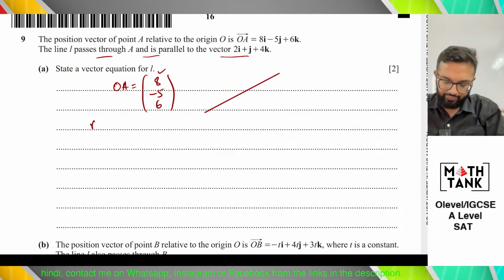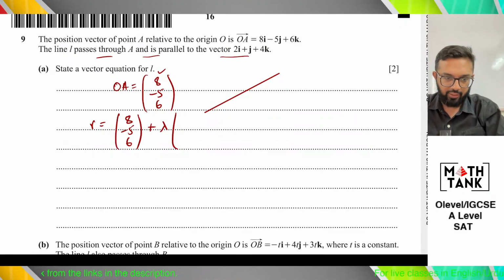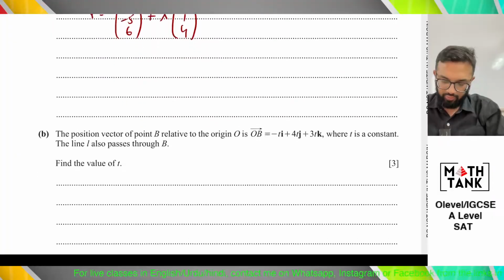Okay, parallel to this, so I'm just going to use A as my a plus lambda b, and b, the directional vector, is going to be 2, 1, and 4. Okay.